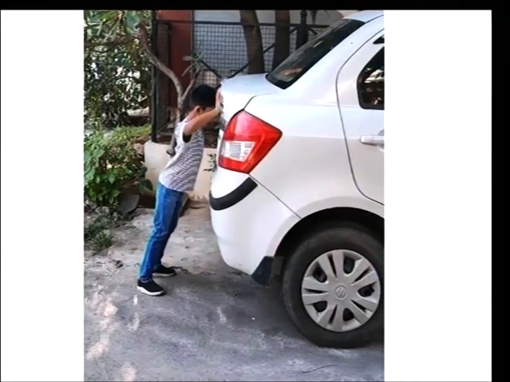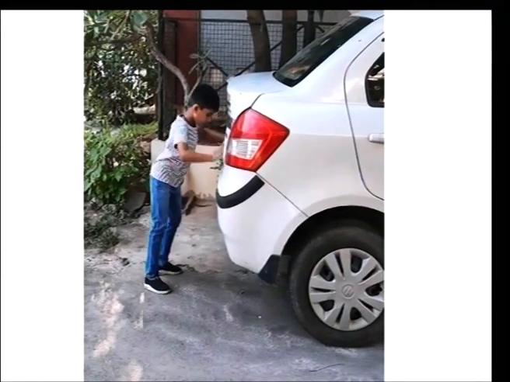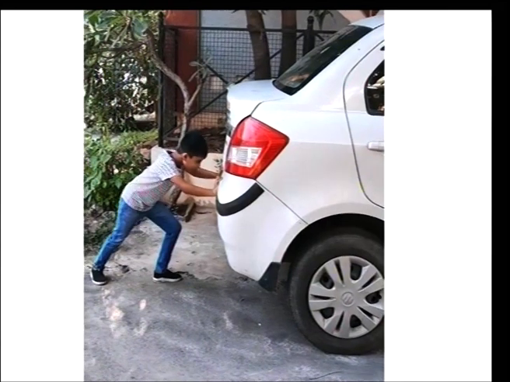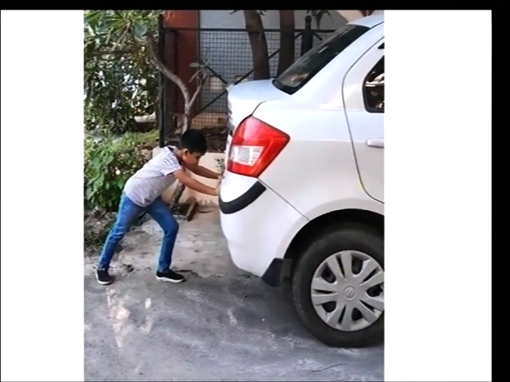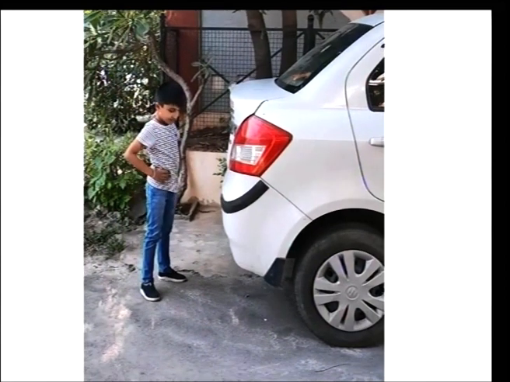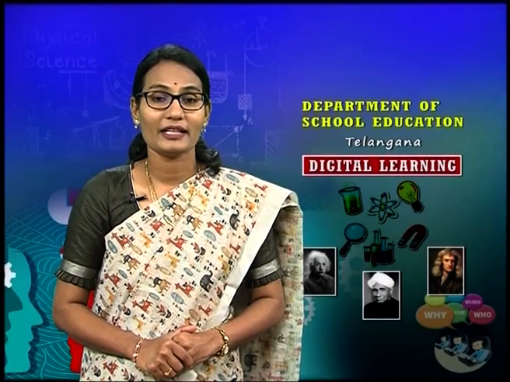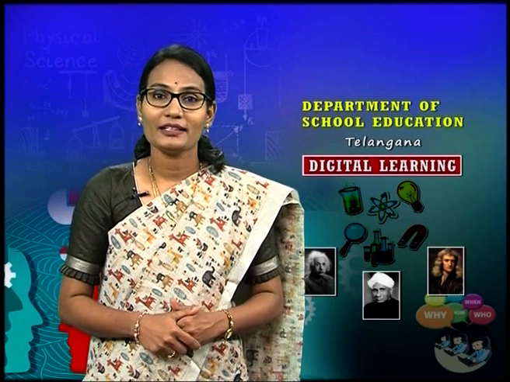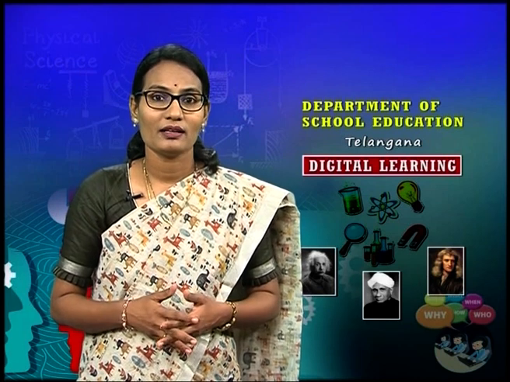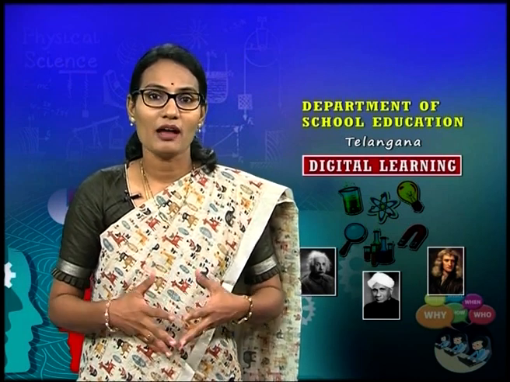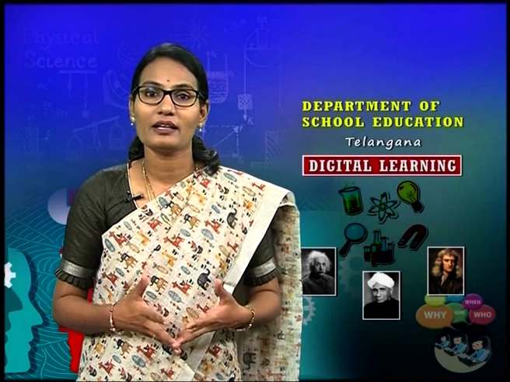Observe here, children, the boy is trying to move the car. He is pushing the car, but still the car did not move despite all his efforts. He got tired. We say the boy did not do any work on the car. But the boy said, I did so much work, I did hard work, but still the car did not move. Observe this video carefully.